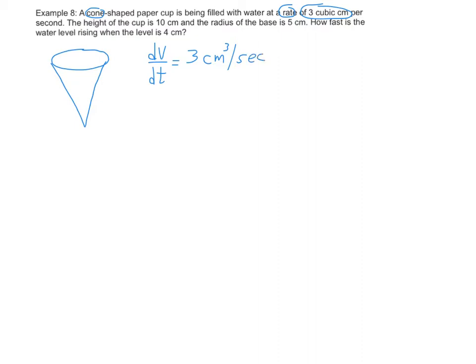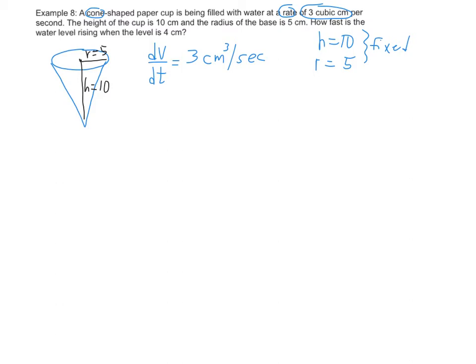Okay, the height of the cup is 10. So the height is 10 and the radius of the base is 5. Now those are fixed quantities. They're talking about the dimensions of this cup. So we're going to come over here and we're going to label this. The radius here is 5 and this height h is 10. Again, we're going to label that on our picture because those are fixed quantities.